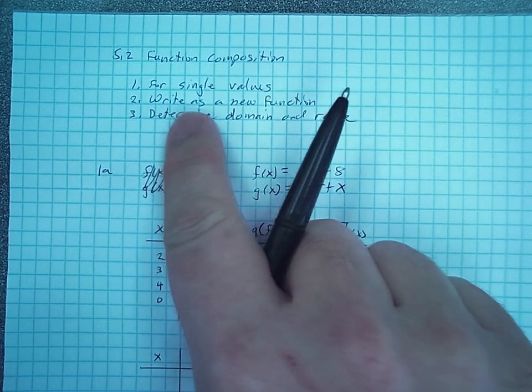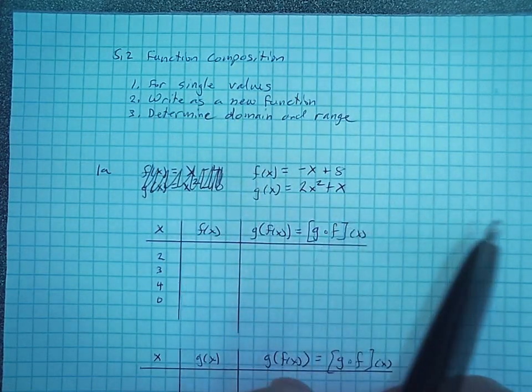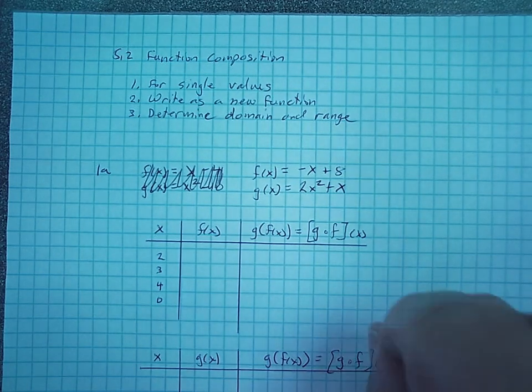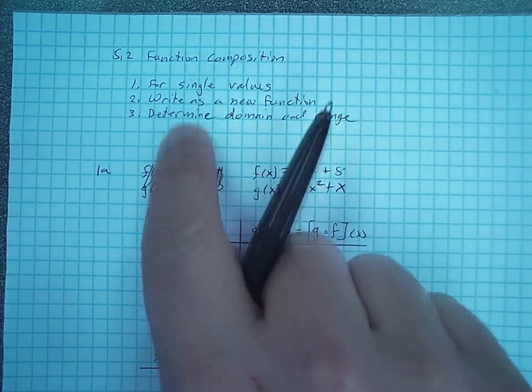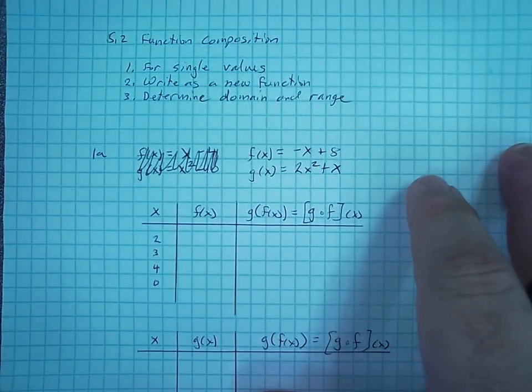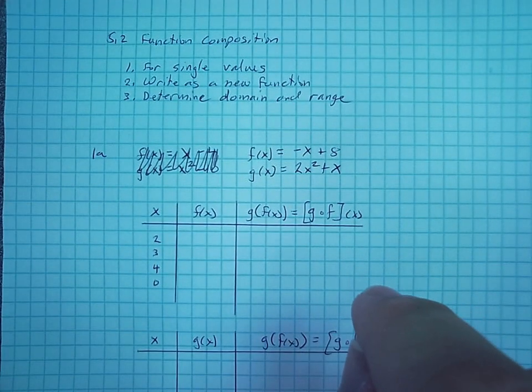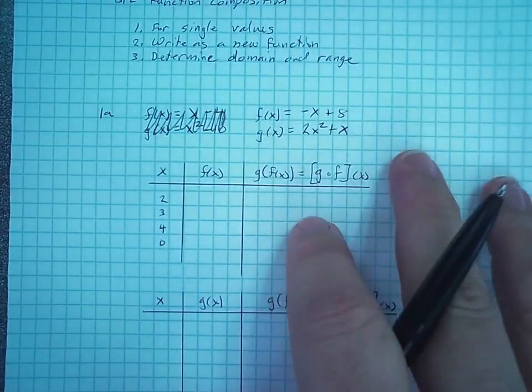Then, just like we did with our function operations, we're going to look at how to write a completely new function that kind of does the job for you in one step. Rather than having to do each one in two steps, we're going to reduce it to one step. Then we're going to talk about determining the domain and range of your composition of two functions. So let's get right into it.